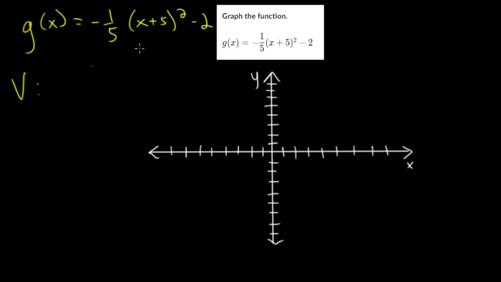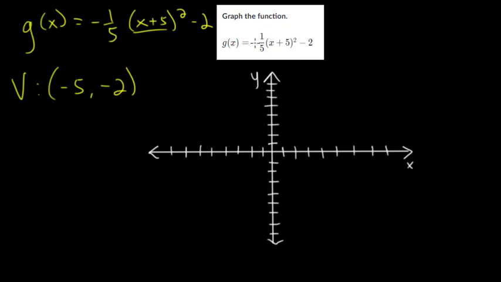So our vertex is the x value that makes this 0. So that'd be -5. And then when you plug in -5, this whole thing would go away because you'd have 0 times something, which is always 0. And you'd just be left with -2. So that's our vertex. We can plot that.